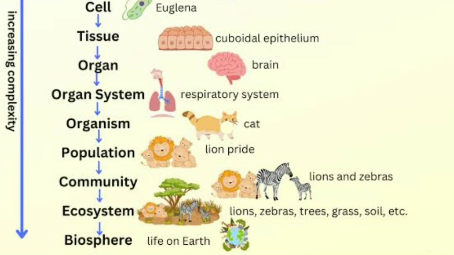But similarly, let's take an example of the Sun. The Sun is not a biosphere. Why? Because there is no life on the Sun. No one can live there, so the Sun is not a biosphere, but Earth is a biosphere, because on Earth life exists. So here, at the biosphere, our level of organization is completed.